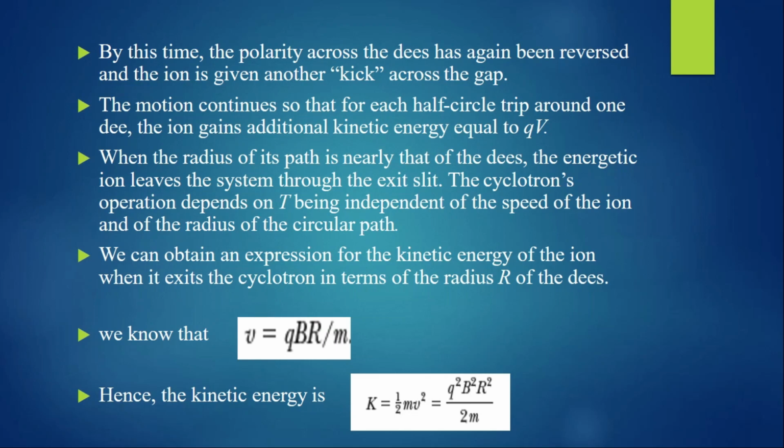The cyclotron's operation depends on T being independent of the speed of the ion and of the radius of the circular path. We can obtain an expression for the kinetic energy of the ion when it exits the cyclotron in terms of the radius R of the Ds. We know that v equals qBR divided by m. Hence the kinetic energy is K equals half mv squared, which equals q squared B squared R squared divided by 2m.